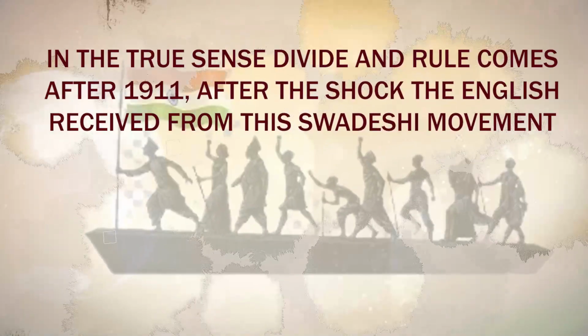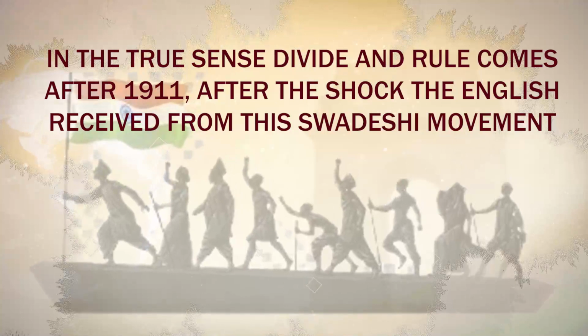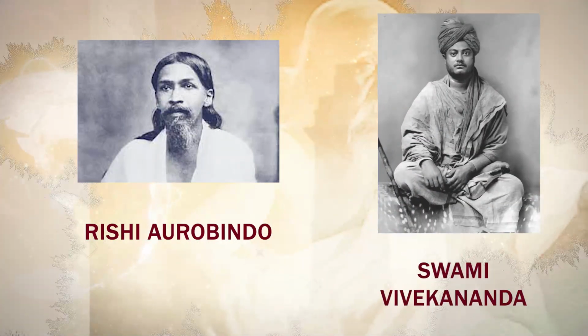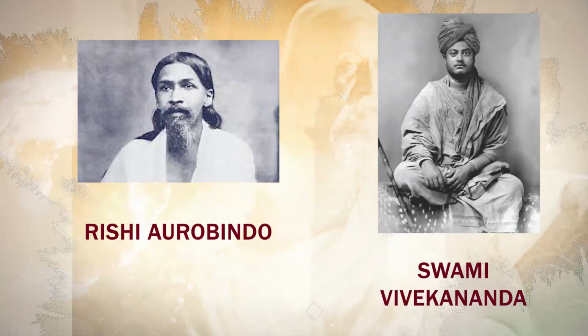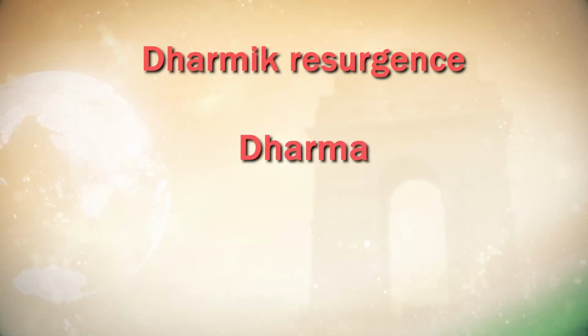In the true sense, divide and rule comes after 1911, after the shock the English received from the Swadeshi movement, in which the Indian intelligentsia, the dharmic resurgence was massive, from Rishi Aurobindo being a spiritualist as well as a freedom fighter, Swami Vivekananda being a sannyasi and giving a message for nationalism. Then the English realized that there was a dharmic resurgence and dharma was reborn in Bharatvarsh.